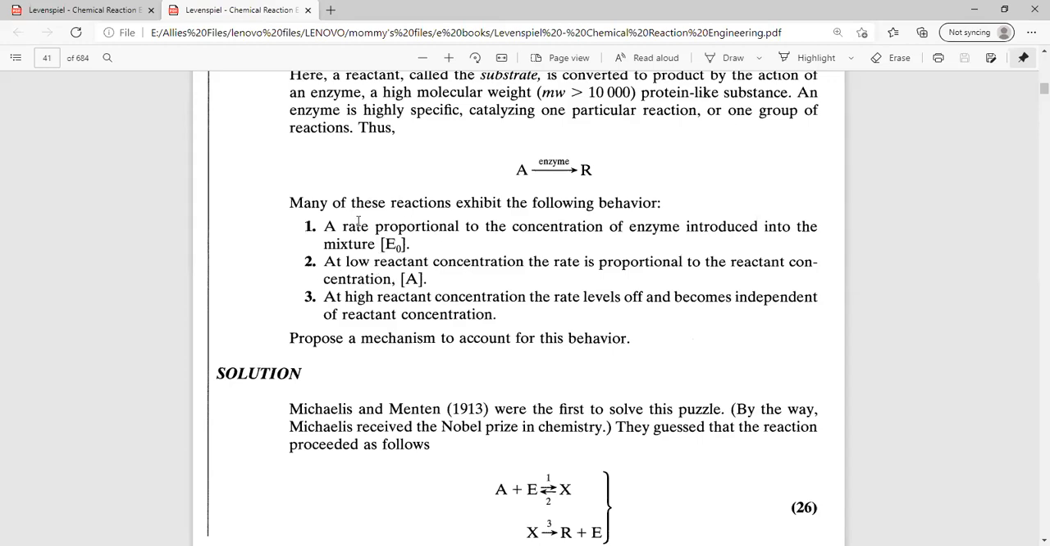So E sub O as defined is the concentration of the enzyme. Anyway, you know that whenever we have these brackets, they mean concentration. So concentration of the enzyme. Now, the A is the concentration of reactant A, the one that has the bracket. So that's it. We have defined already the two.